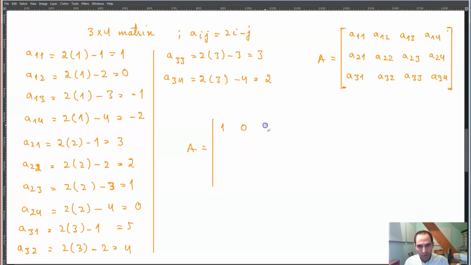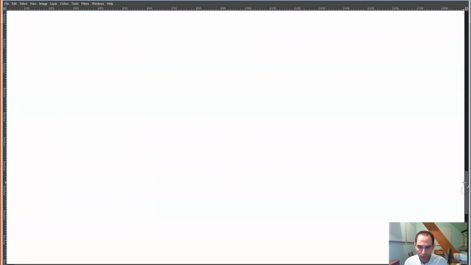basically 1, 0, negative 1, negative 2, 3, 2, 1, 0, 5, 4, 3, 2, and that's the matrix that we were looking for. 1, 0, negative 1, negative 2, 3, 2, 1, 0, 5, 4, 3, 2, and that's the correct answer. The previous one, of course, you can use basically the same methodology and the way that we solve the problem together to solve that problem.